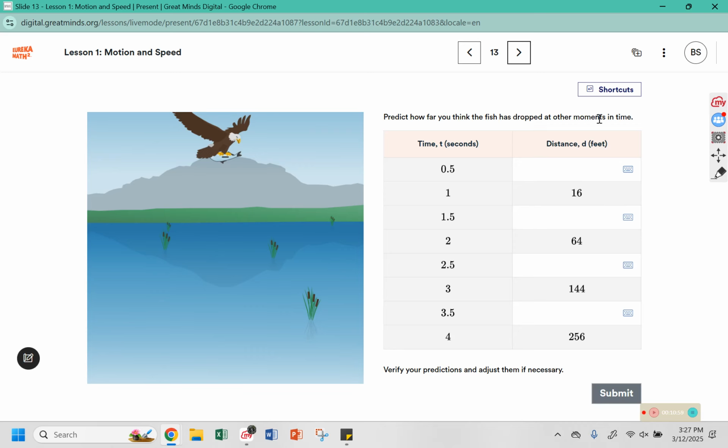Predict how far you think the fish has dropped at other moments in time. Well, from 0 to 1 second, it dropped 16. But then from 1 to 2 seconds, 64 minus 16 is a difference of 48. So it's increasing as it goes. So I don't want to just do half of 16 because it's picking up more distance over time. So after half of a second, it should be less than 8 feet so that the distance can increase over time. So I might predict that it is 6.